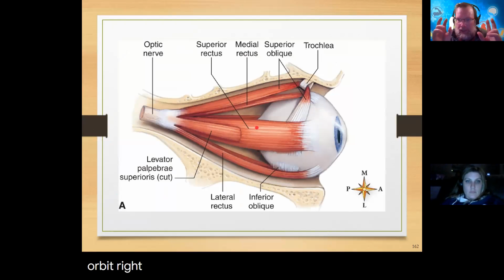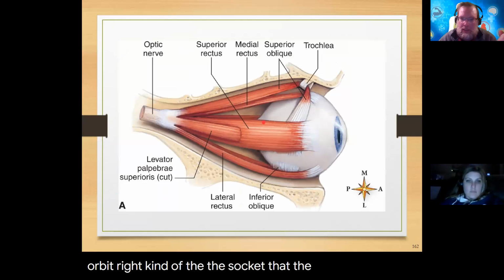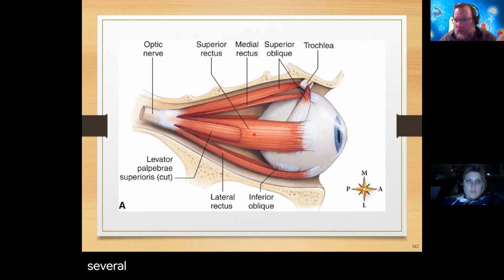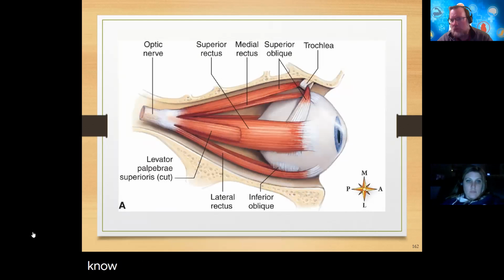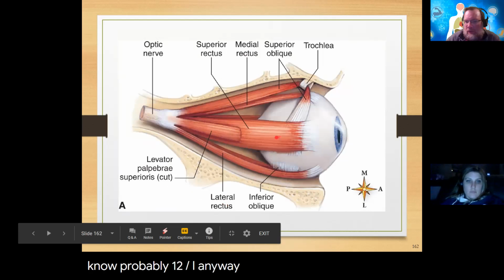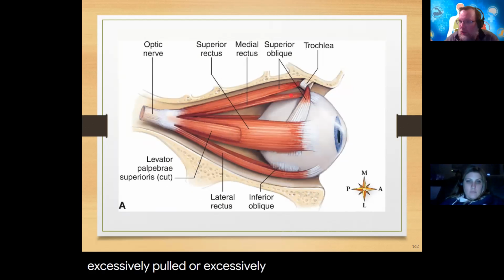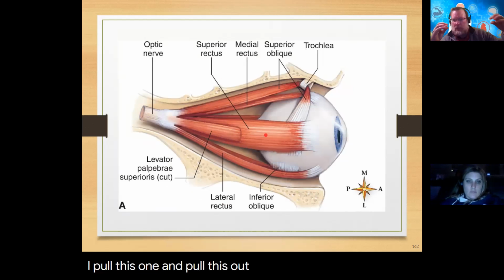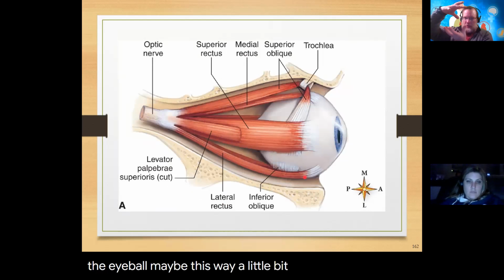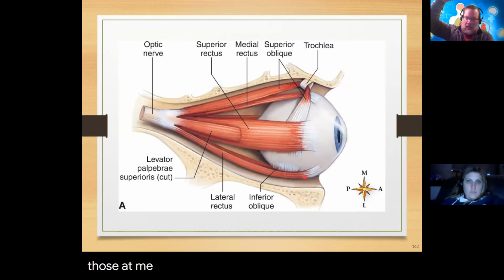Kind of the socket that the eyeball sits in has several muscles also attached to it, and there's several. These are just a couple. As you can see, I don't know, probably 12 per eye anyway. And so if any of these are excessively pulled or excessively shortened or excessively lengthened in some way or another, you can envision how if I pull this one and pull this other one, how it would stretch the eyeball maybe this way a little bit. Whereas these top ones, if I pulled on those or shortened those, it may stretch the eyeball more this way.